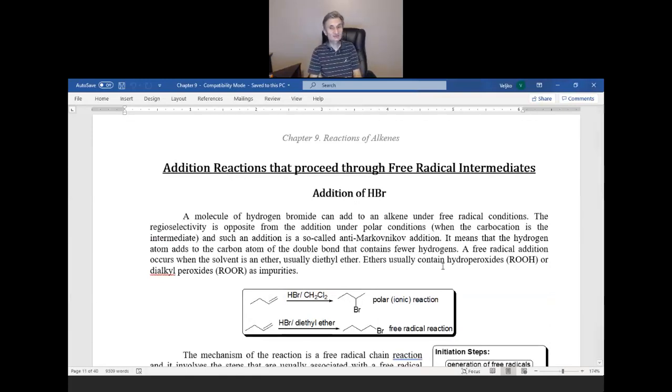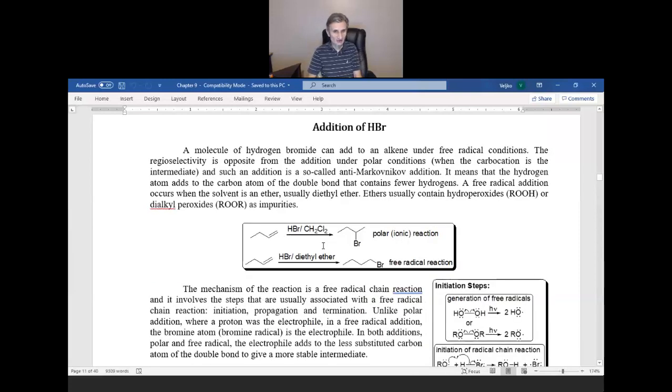Another large class of reactions are reactions that proceed through free radical intermediates. And such reactions are addition of hydrogen bromide, actually, in general. History of this reaction is very interesting, but obviously I won't be going through it. We don't have much time.